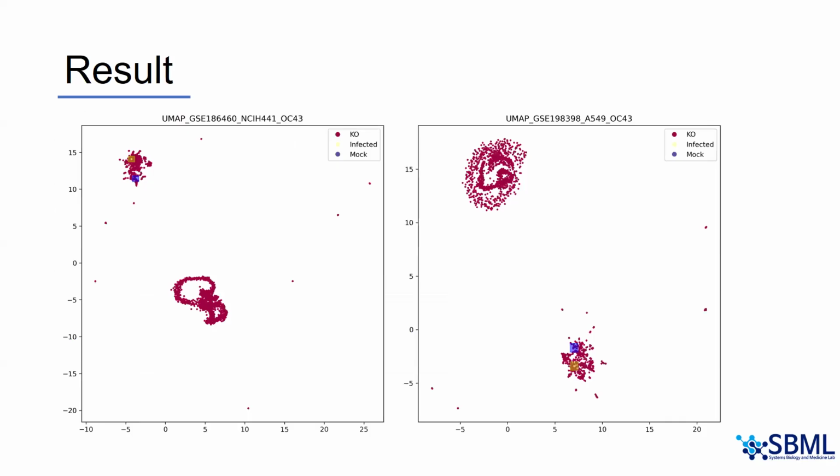In these two cases, in GSE186460 and GSE198388, the infected sample and mock samples are in the same UMAP cluster, which means their metabolism is already similar to each other, which means the metabolism alteration by the virus infection is not big enough for the analysis.